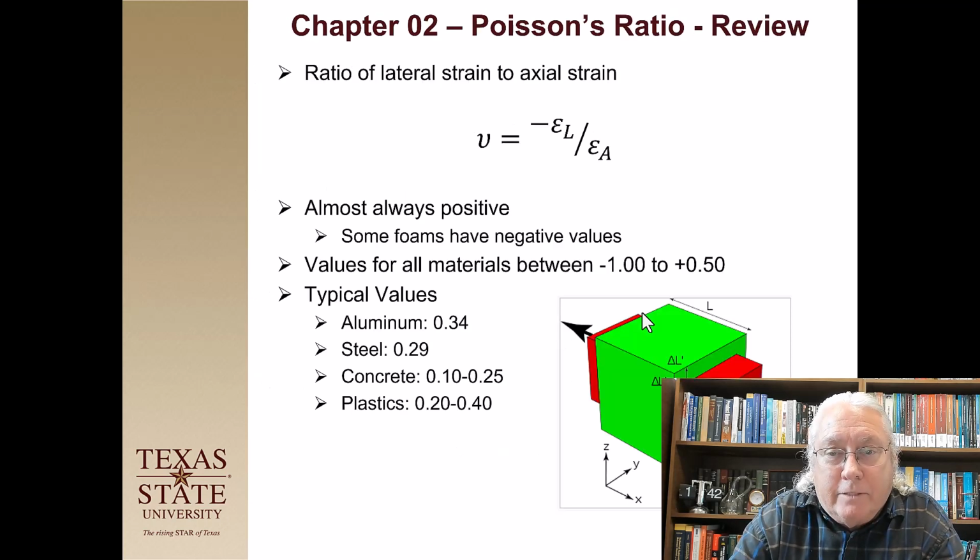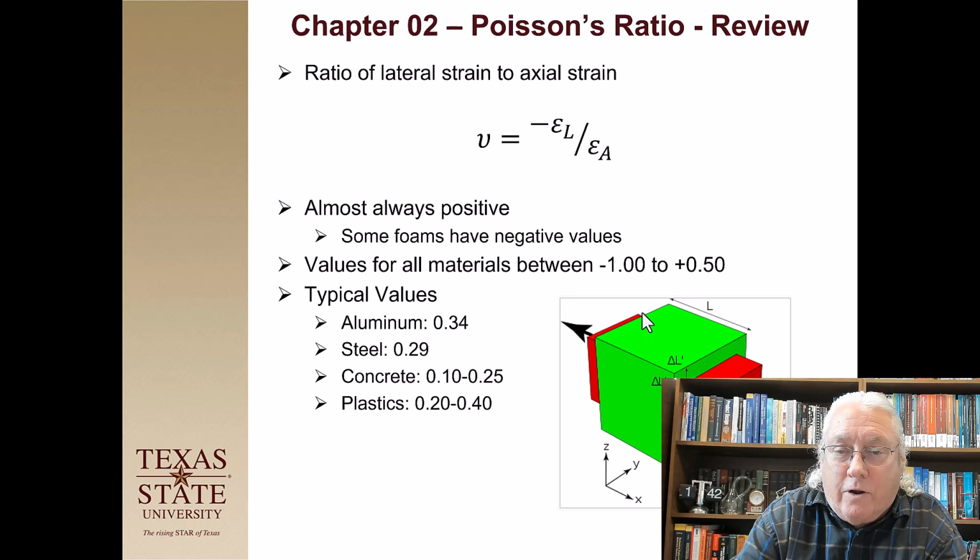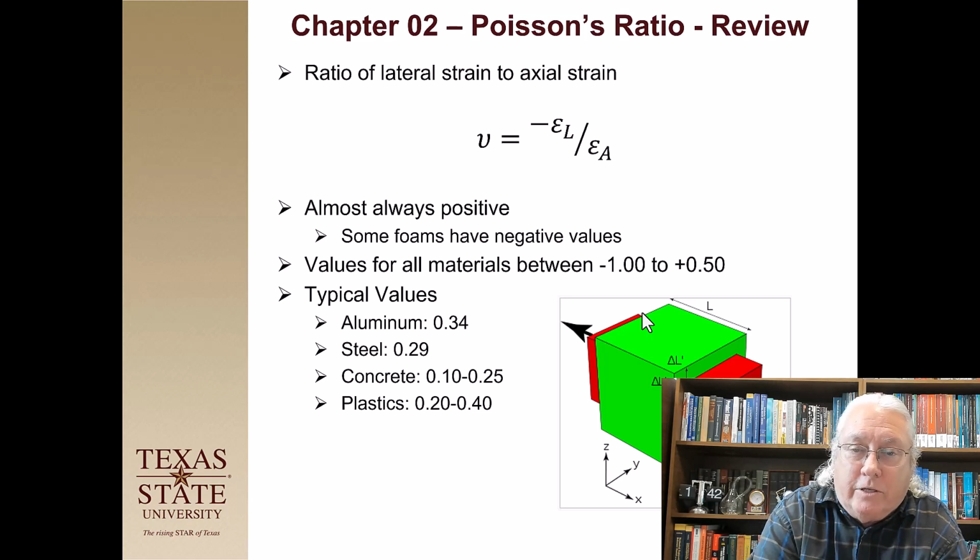Okay, the next topic is Poisson's ratio. It is a material property that is defined as the negative of the lateral strain divided by the axial strain. I like this picture in the corner at the bottom. And mu is the Greek letter that is used to identify Poisson's ratio.